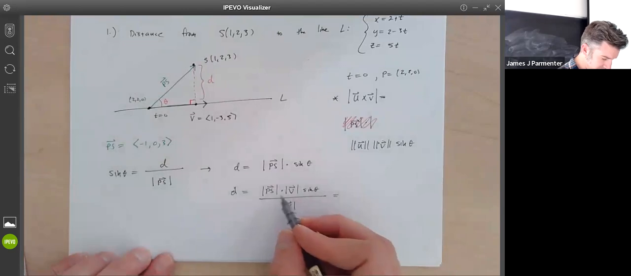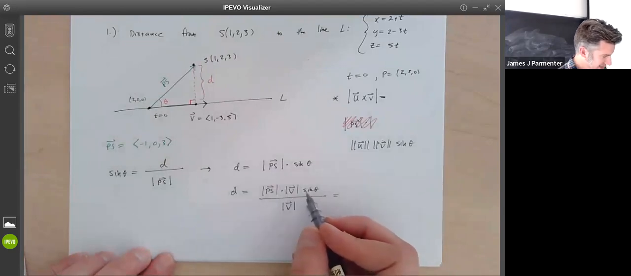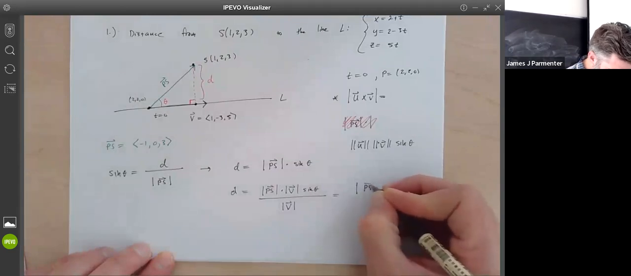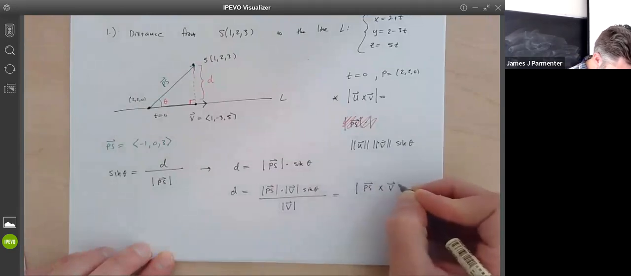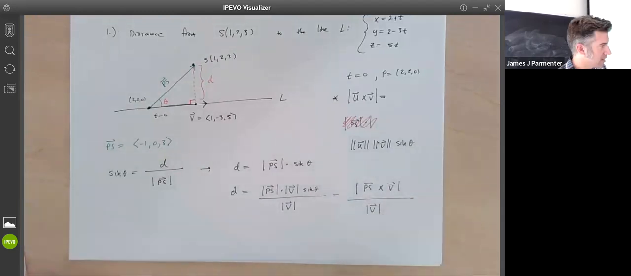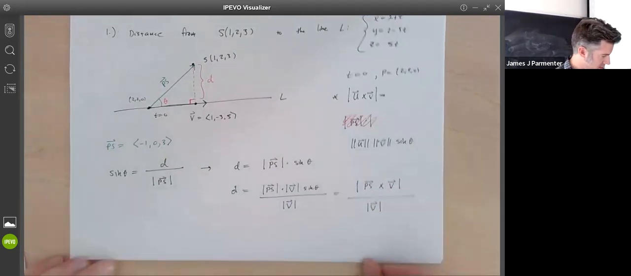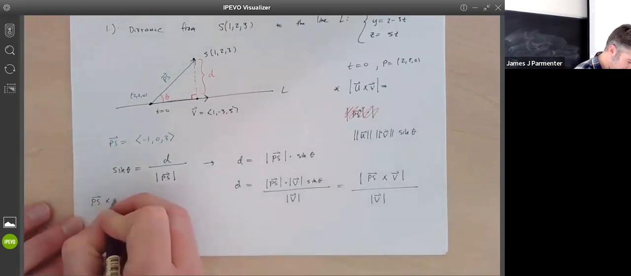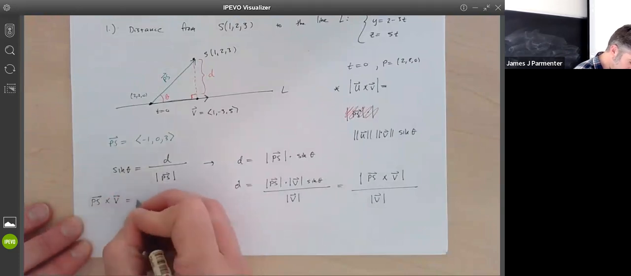So here's what we've got. This, the magnitude of PS times the magnitude of V times sine of theta, is exactly the absolute value of PS cross V divided by the magnitude of V. And we can calculate these things. So here's PS cross V.